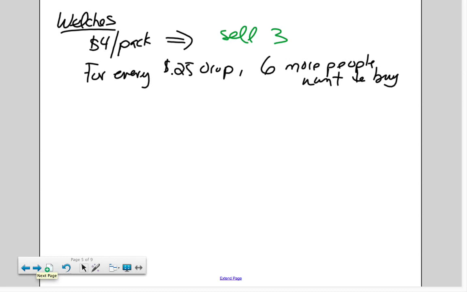So how do I calculate my revenue? Let's use green for money. Anybody take business here? Or took business in grade 9? How do you calculate revenue? Not profit. Revenue is just the amount of money you take in from sales. So how do you calculate revenue?